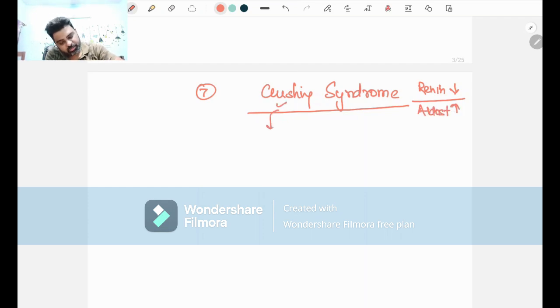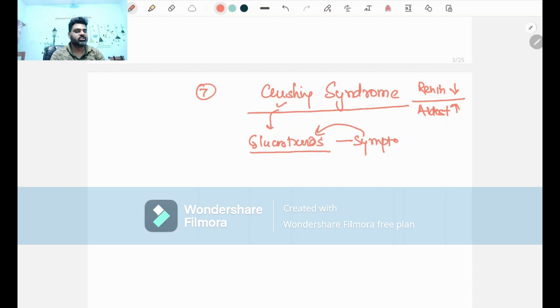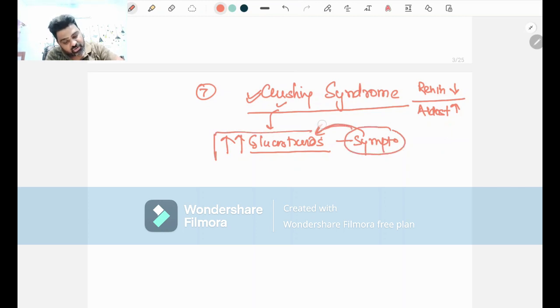Basically, the definition of Cushing syndrome is an increase in the level of glucocorticoids leading to symptoms which can be related to glucocorticoid excess. So what is Cushing syndrome? In Cushing syndrome, there are increased glucocorticoids leading to the symptoms related to the increased glucocorticoid level. Also in these patients, you will have some amount of increased aldosterone and decreased renin.